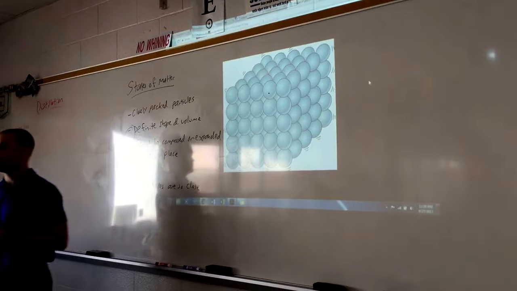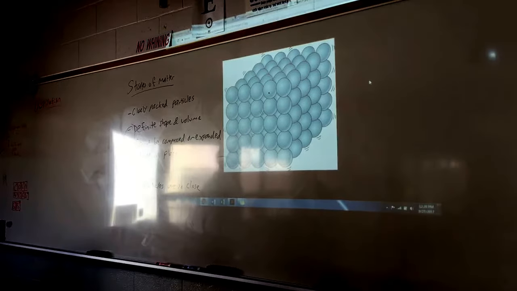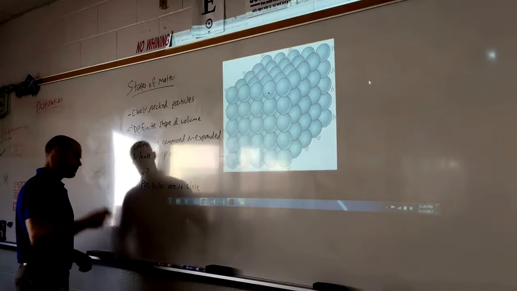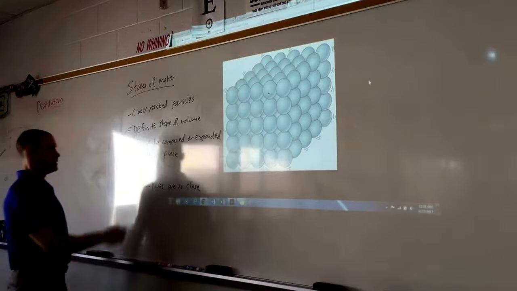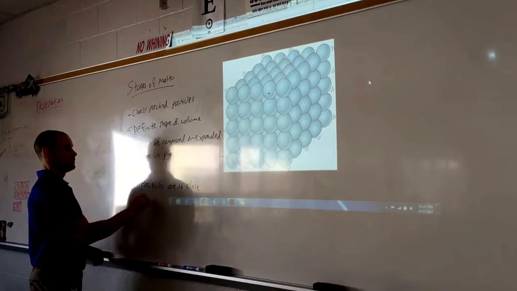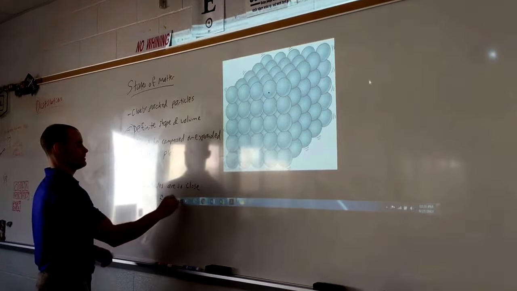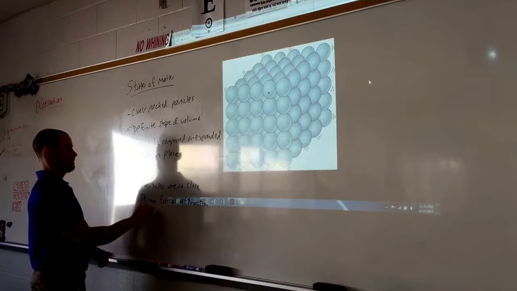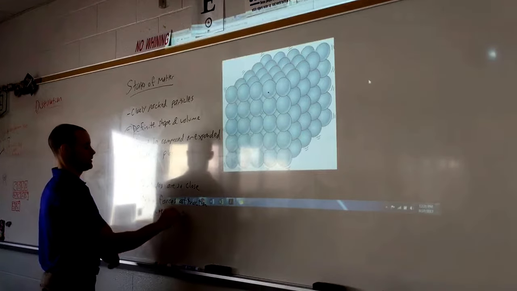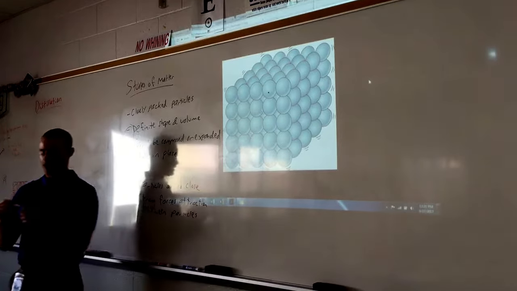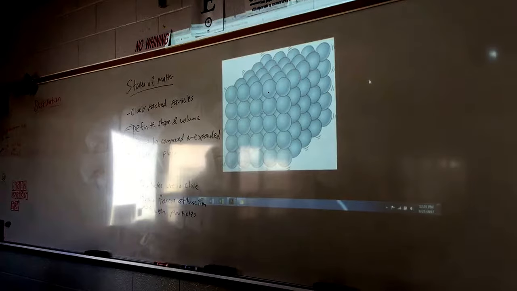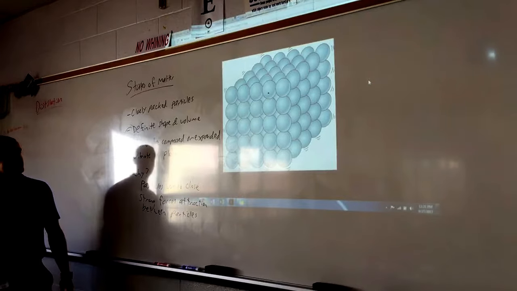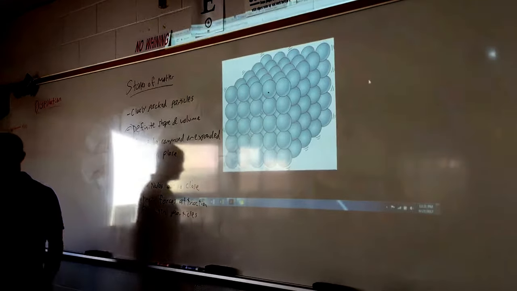Why are they so close? Just like people. If you're attracted to somebody, you want to be close to them. Right, Cody? That's right. So they have strong forces of attraction between the particles. So the particles are really attracted to each other. Think like magnets. Okay, strong magnets. Very hard to separate them because they're really attracted to each other. Okay? So that's solid. Liquid.